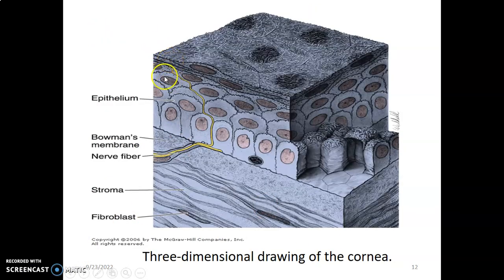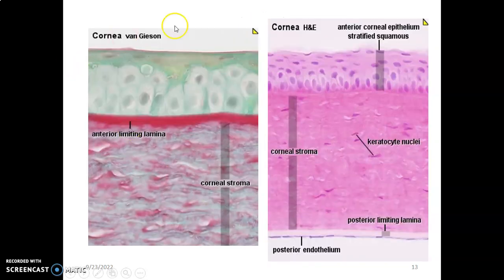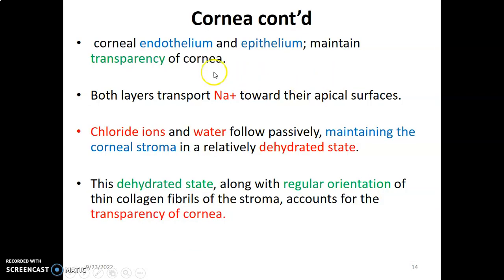So the cornea has endothelium posteriorly and epithelium on the surface, and this helps to maintain the transparency of the cornea. And how does this work? Because you have sodium being transported towards the apical surfaces, and sodium, chloride, and water follow together, and that way you're able to maintain the corneal stroma in a dehydrated state, and that keeps it transparent. So the dehydrated state, along with the regular orientation of collagen fibrils, keep the cornea transparent, and the fact that it has no blood vessels and it has no melanocytes.